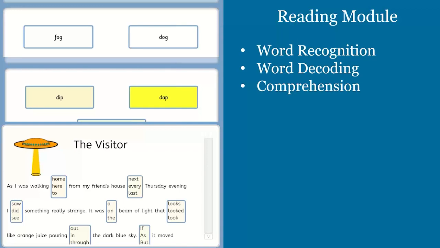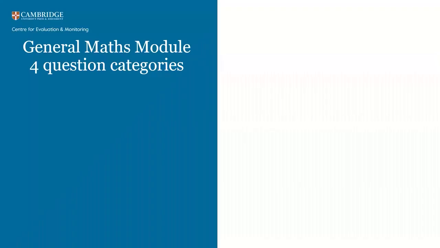So we're looking at the ability to read accurately, but also the ability to choose the correct meaning for the word for that particular situation. So again, it's a variation on the comprehension format. And then moving on, we've got some maths questions.